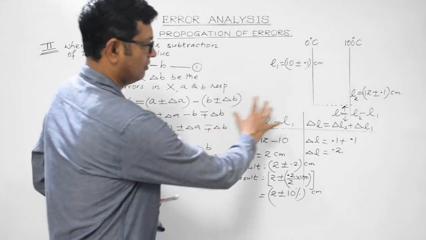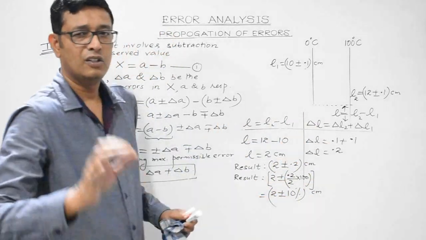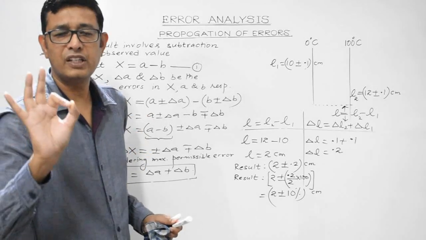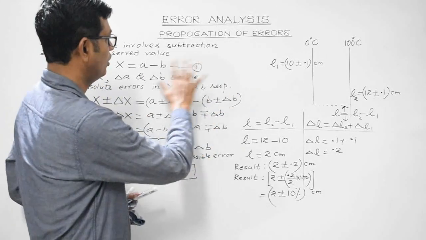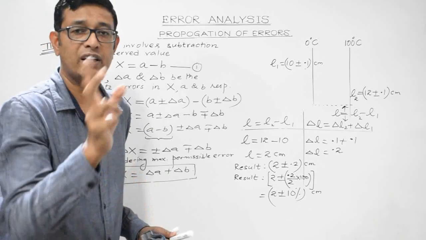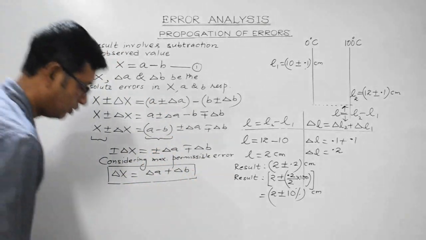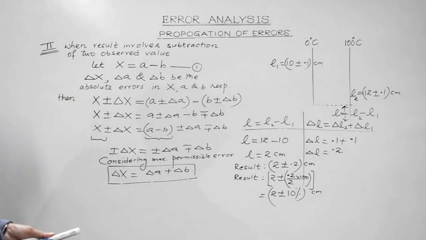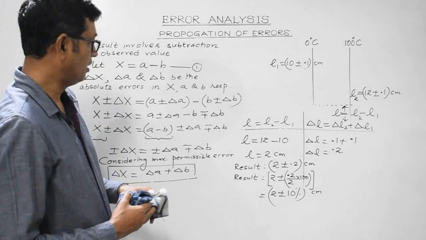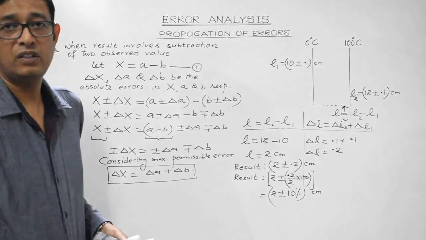I hope this sort of numerical should make every concept clear related to the propagation of errors involving addition and subtraction, right? So this is how it can be easily solved. Let's proceed with the third article as well.